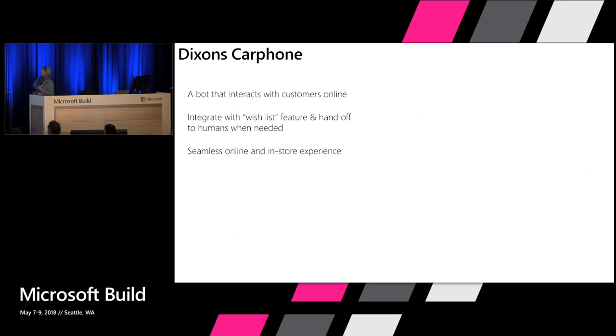The second use case is a smart retail use case. It's Dixons Carphone. Dixons is an electronics retailer that has been building that Carphone bot. It tries to interact with customers who are interested in their products, even before coming to the store. So people want to do product search, so they indexed all the products with all the specs and pictures of those products. And they integrate with a wish list for each individual customer, as well as hand off to humans when needed.